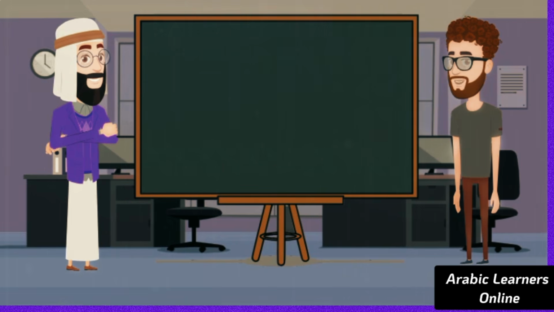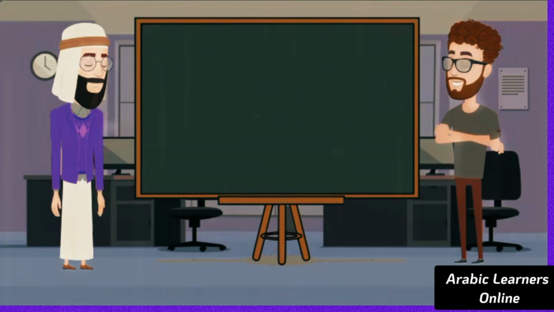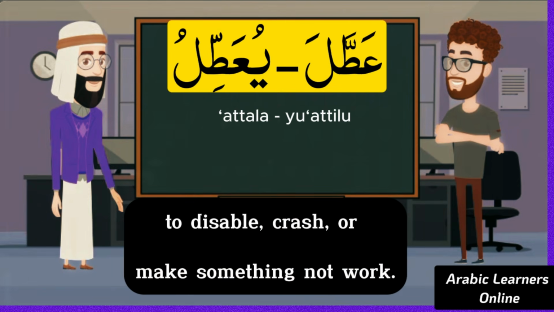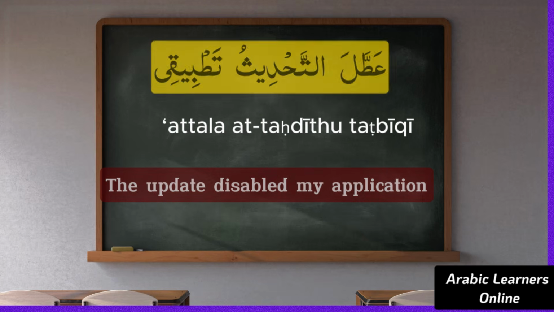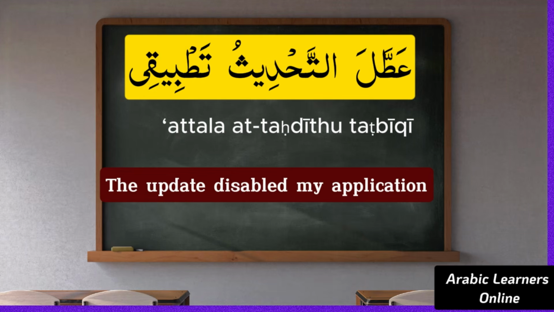Last one. When things go wrong, the update disabled my application. The verb here is عطل, يعطل, which means to disable or crash or make something not work. Your sentence, عطل التحديث تطبيقي. In English, the update disabled my application.